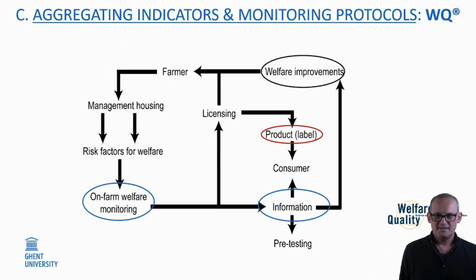So that's a bit the idea of the Welfare Quality. You need to do on-farm welfare monitoring that gives information that needs to go, or could go, to informing the consumer via labeling, or it could go to the farmer in order to take decisions on the management and the housing, in order to change these as risk factors for animal welfare.